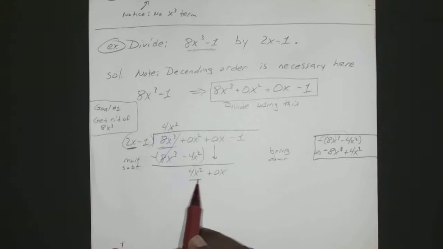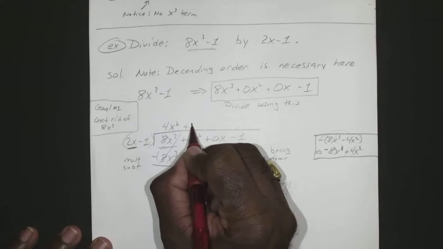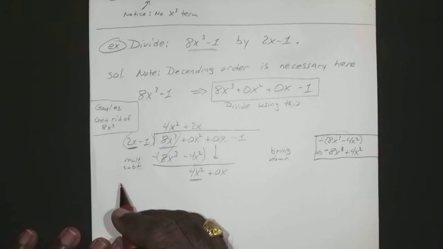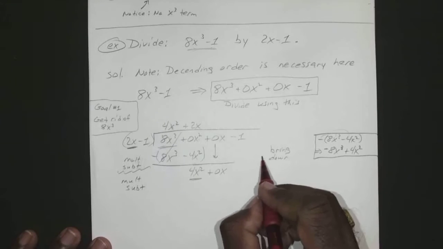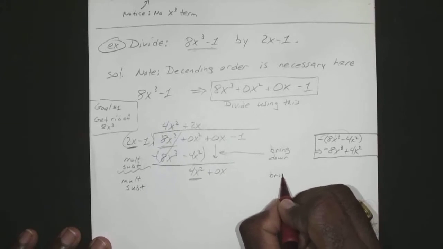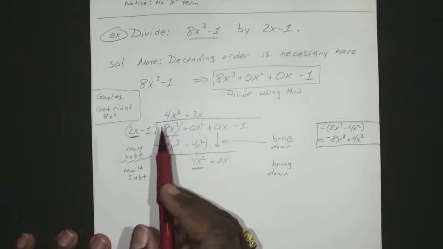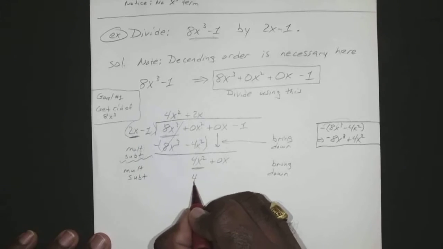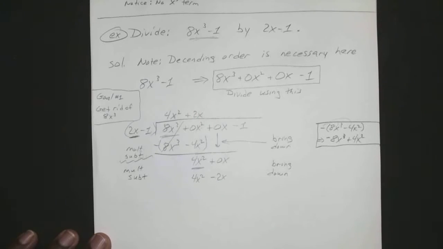Okay, so now we want to get rid of that 4x squared. Okay, so 2x times something has to give us 4x squared. Yep, 2x. So we put positive 2x right up there. So once again, we're going to multiply, subtract. Oh, we already brought that down. And we're going to bring down. All right, so 2x times 2x is 4x squared. 2x times negative 1 is negative 2x. Okay, so we multiply. Now we subtract.